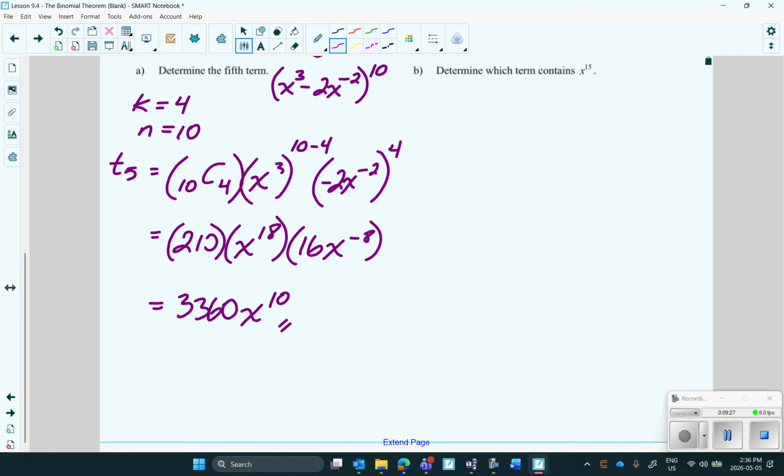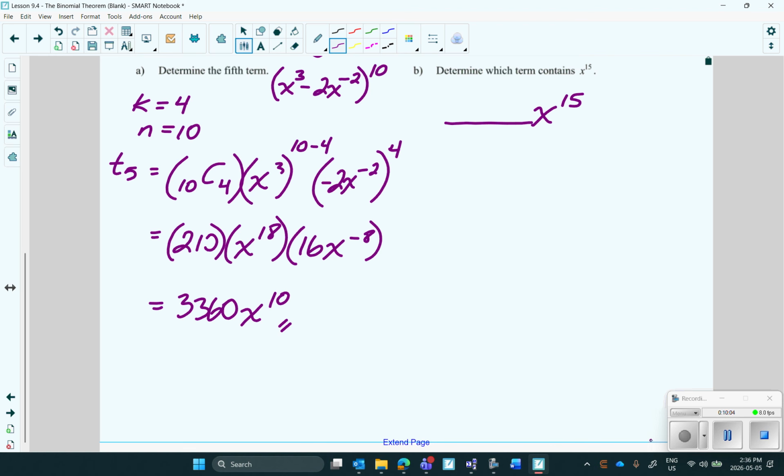Okay, this one. In a way, we're working backwards. We're told something about this term, and we're asked to figure out what the term number is. So we are told that our term contains some kind of number and x to the 15th. I have to figure out which term number gets me that.